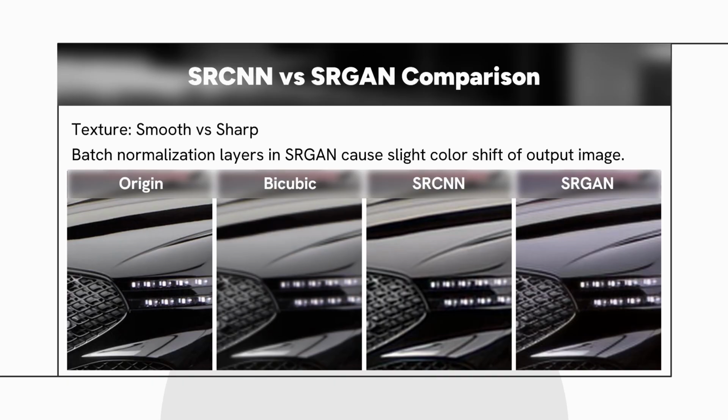SRCNN produces smooth, artifact-free results that score well on traditional metrics like PSNR. However, these images often lack the fine details and realistic textures that make images visually compelling. SRGAN, in contrast, generates sharper images with more realistic textures. While this sometimes introduces slight artifacts or color shifts due to batch normalization, the overall perceptual quality is significantly improved.